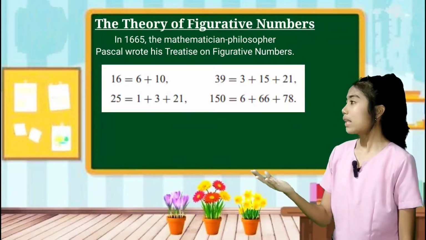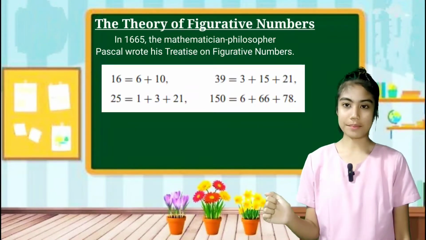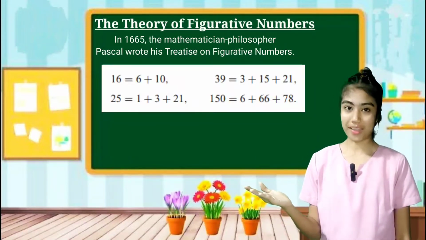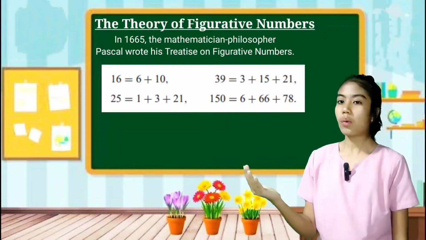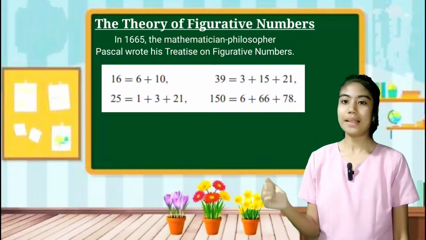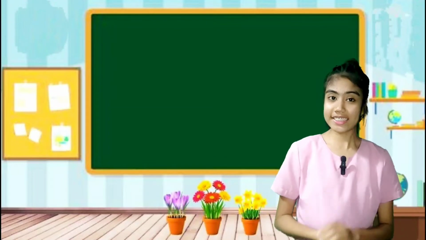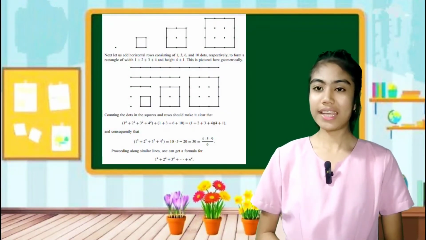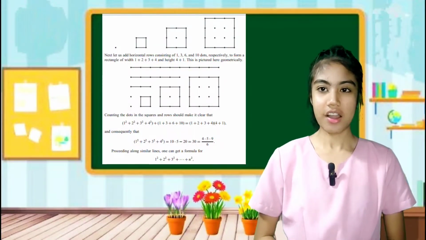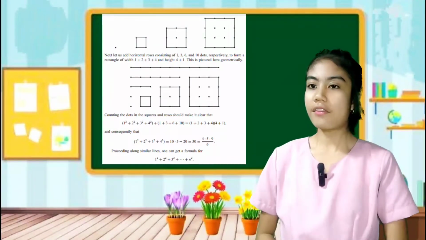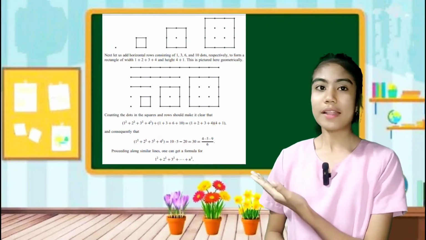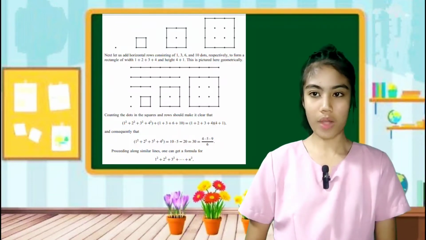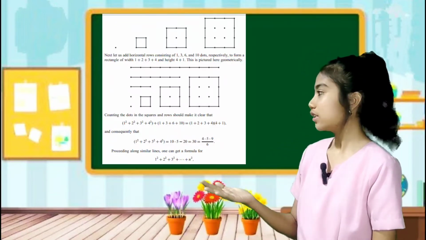25 equals 1 plus 3 plus 21. 39 equals 3 plus 15 plus 21. And 150 equals 6 plus 66 plus 78. Next, let us add horizontal rows considering 1, 3, 6, and 10 dots, respectively, to form a rectangle of width 1 plus 2 plus 3 plus 4 and height 4 plus 1. This is pictured here geometrically.